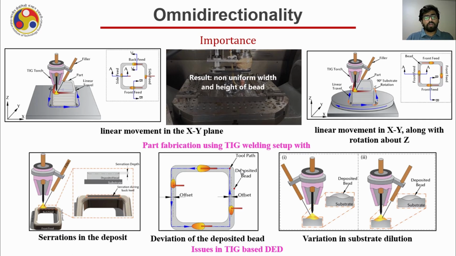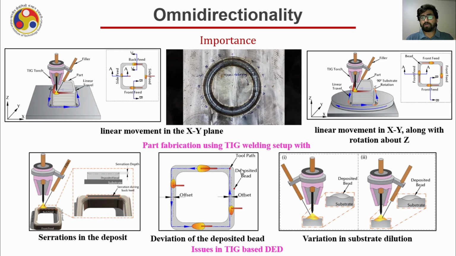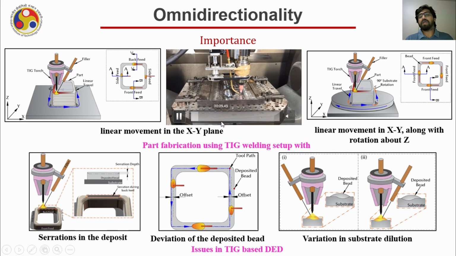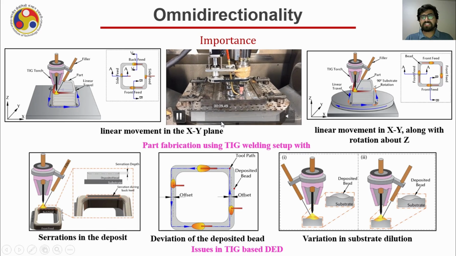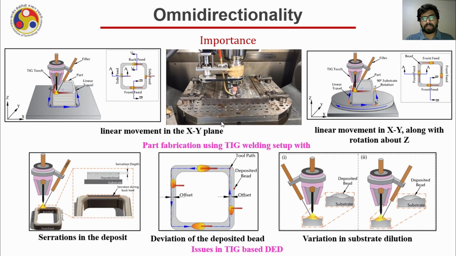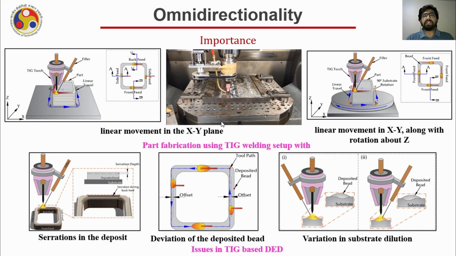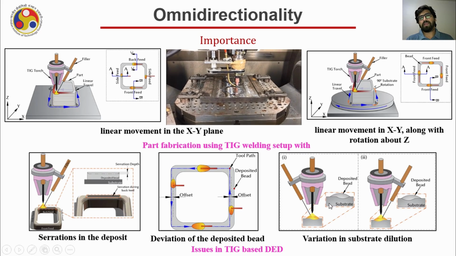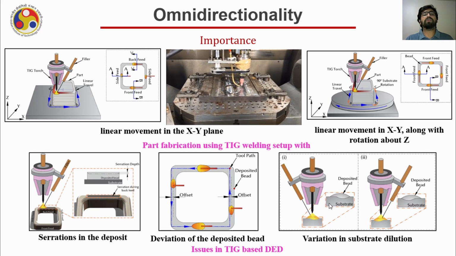Now if you are moving on a non-linear trajectory like you are seeing here, like a circle or some other non-linear trajectories, you will not get the deposited bead consistent metallurgically or geometrically. Its properties may vary, its height and width may vary, its deposited material properties may vary from one position to another position. Therefore, our system has to be omnidirectional.